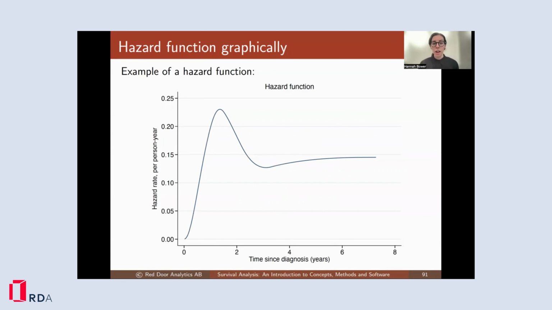Note that the hazard function is always above 0. And in this specific example, we can see that from the time of diagnosis, or from time 0 here, the hazard rate is increasing until around about 2 years, at which point it starts to decrease again. And then around 3 years, it starts to flatten out.